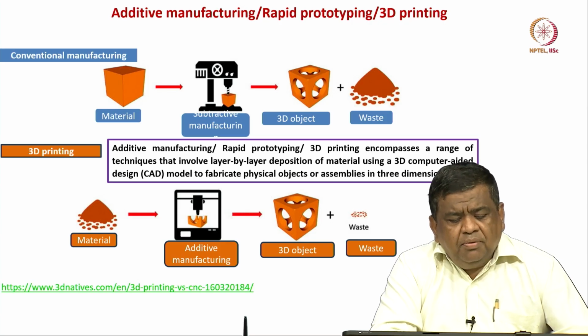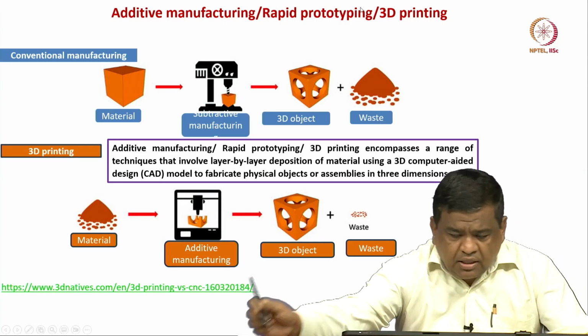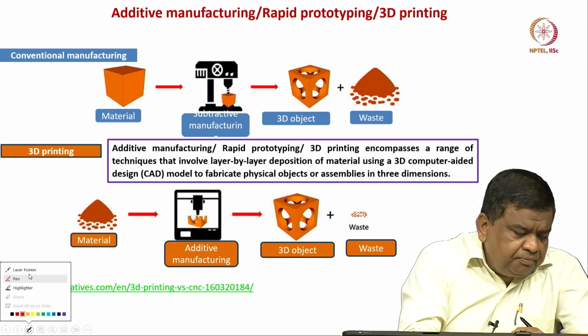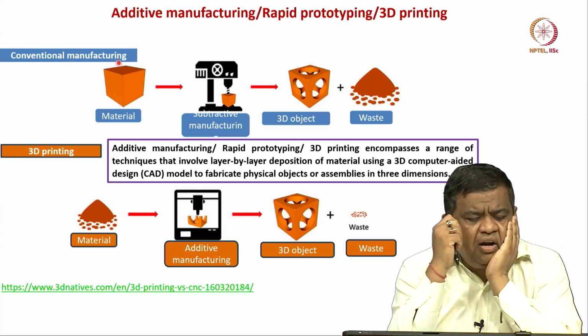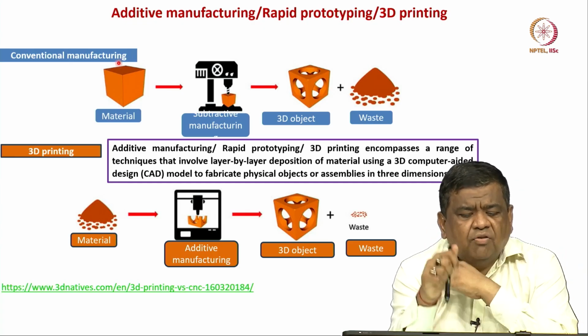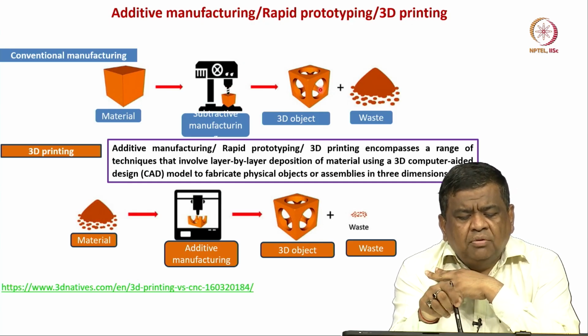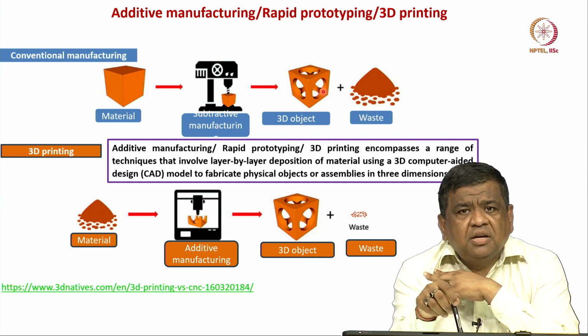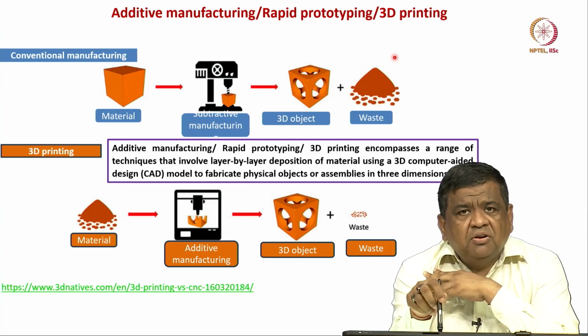So, how is 3D printing different from conventional manufacturing? In conventional manufacturing, as you see, you have a material, and this material can undergo subtractive manufacturing, for example, what is shown here, drilling. Then you get a 3D solid object, and this 3D object has some designed holes of specific diameter and specific shape and so on, and the material is wasted.